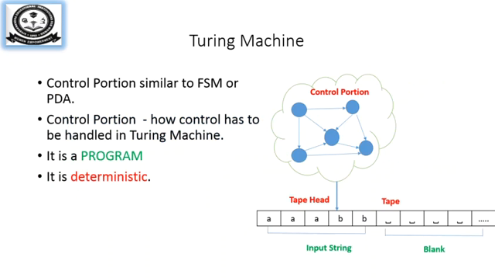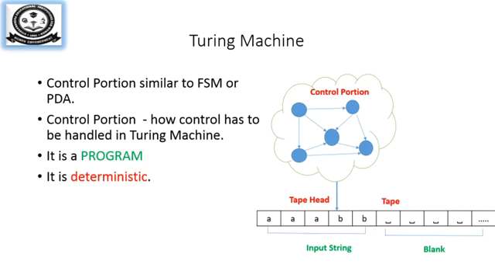So what will be there in a Turing machine is you will have a control portion. The control portion is nothing but a control over the tape head. The tape head represents the current control position on the tape. It is a program and it is deterministic. For all sorts of inputs, you will have a transition. You will go to either one state or to the other state for each and every input. So that is the major thing.